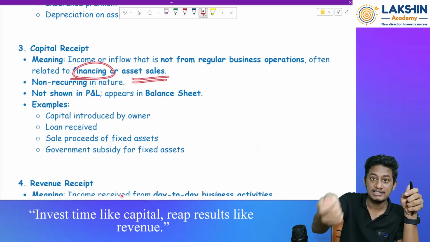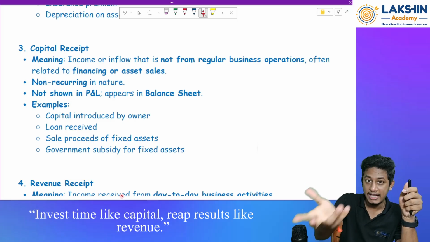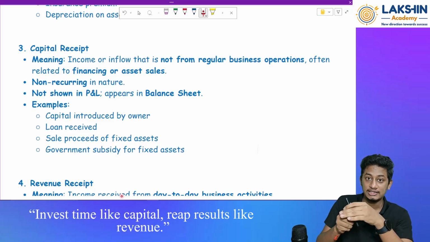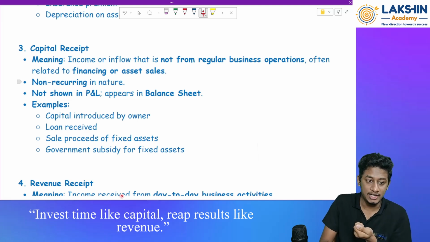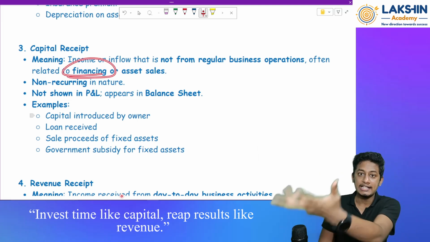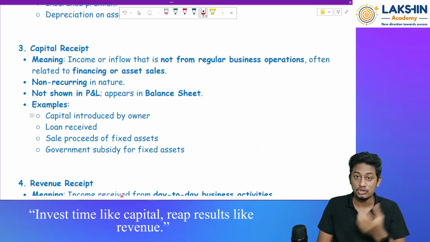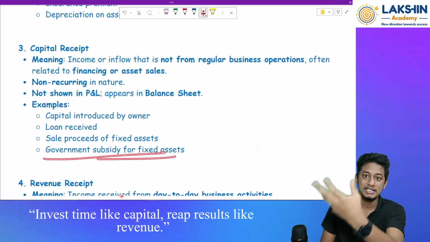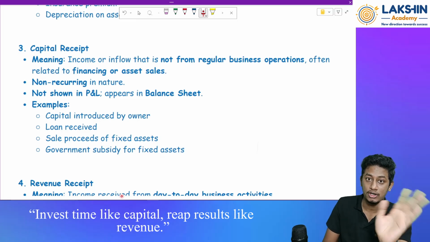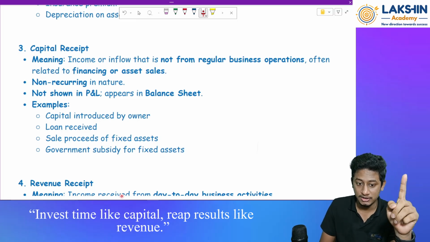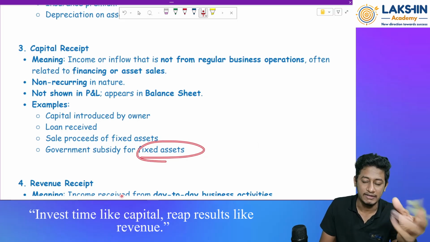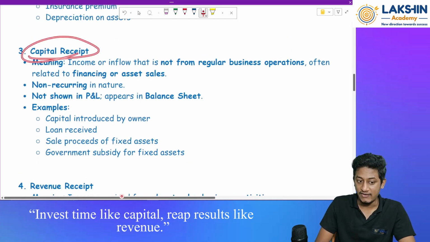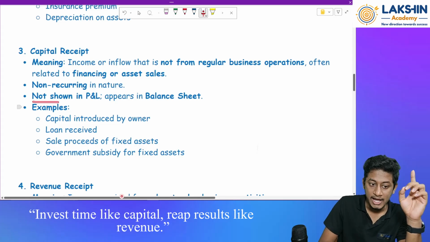So when I sell the asset, what do I receive? I receive cash, the money in the bank account, right? So this is a receipt. Then again, financing activity: I receive capital. I receive a loan. So this is also a receipt. Government subsidy for fixed assets. Government won't pay you a subsidy on a yearly basis. It will pay you once for any of the fixed assets, whatever activity it might be. Clear? Okay.